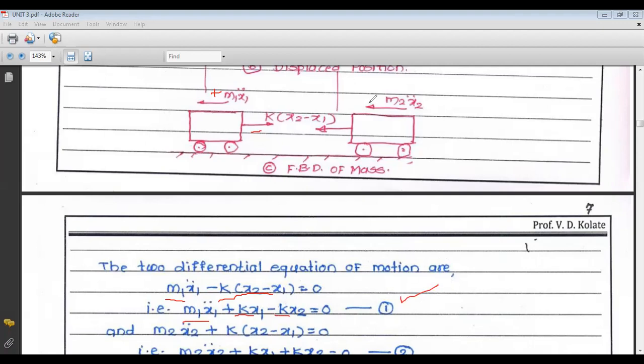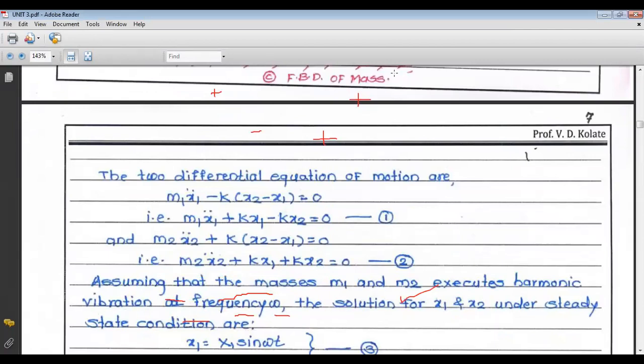Second, for m2, x2 double dot is positive and the spring force is also positive. So m2 x2 double dot plus k into x2 minus x1 is equal to 0. So we will get m2 x2 double dot minus k x1 plus k x2 is equal to 0. This is equation number 2.